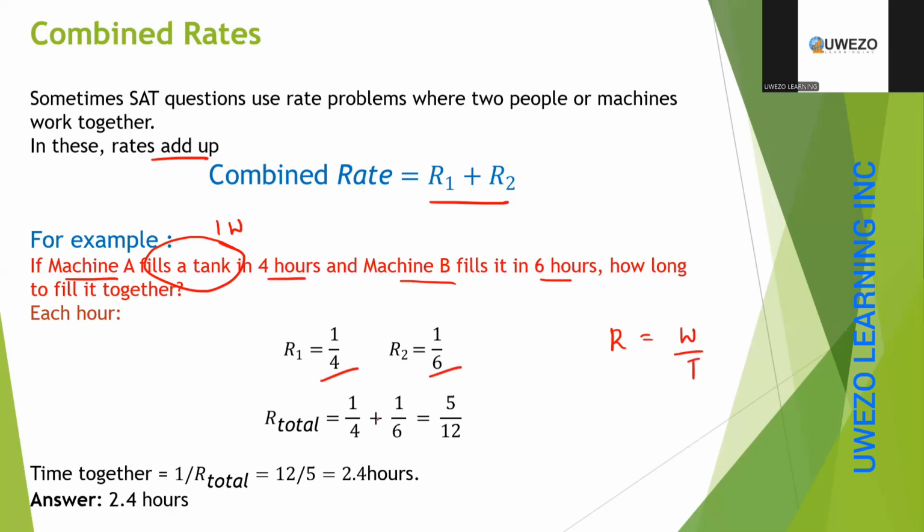The combined rate would be 1 over 4 plus 1 over 6, which is 5 over 12. Now to calculate the time, we apply the formula for time, which is work over rate. We already know work is 1 unit and the combined rate is 5 over 12. When you divide, you get the reciprocal, 12 over 5, which is 2.4 hours. We can also sometimes multiply the rates or divide the rates depending on the condition given in the question.